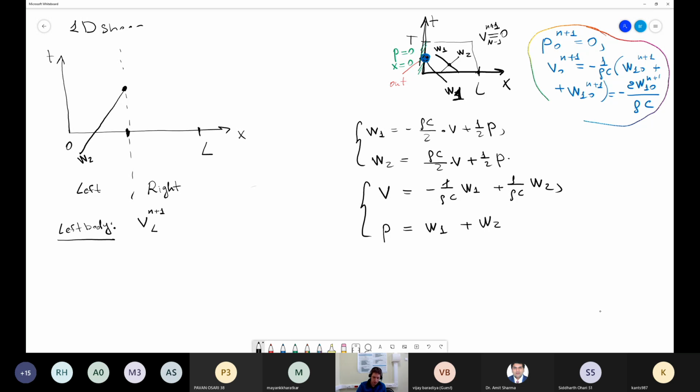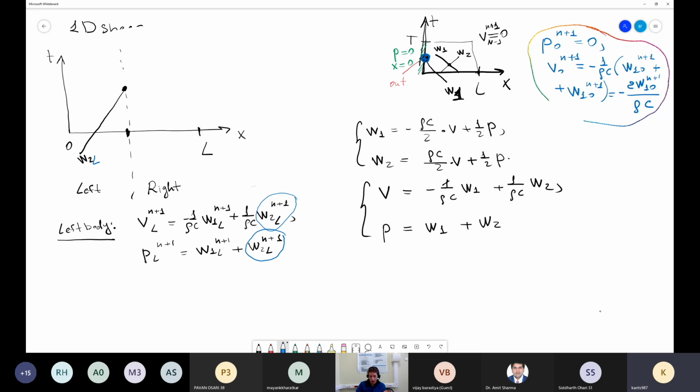for the left body is equal, according to this formula, to minus 1 divided by rho C W1 calculated for the left body at the next time layer, plus 1 divided by rho C W2 calculated for the left body at the next time layer, and the same for pressure: W1 for the left body plus W2 for the left body. And we know how to calculate W2 left. So we will solve the interpolation inside this domain, and we will calculate W2. So we know this value. Okay.